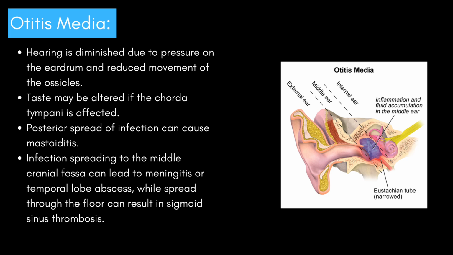Let's start off by taking a look at otitis media. Hearing is diminished due to pressure on the eardrum and reduced movement of the ossicles. Taste may be altered if the chorda tympani is affected. Posterior spread of infection can cause mastoiditis. Infection spreading to the middle cranial fossa can lead to meningitis or temporal lobe abscess, while spread through the floor can result in sigmoid sinus thrombosis.